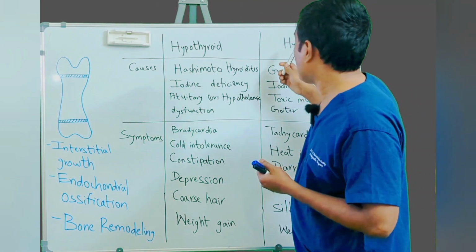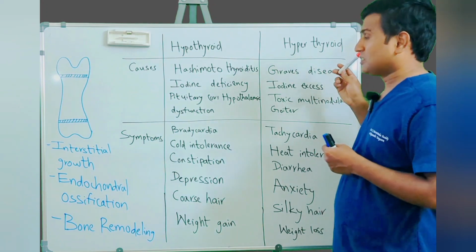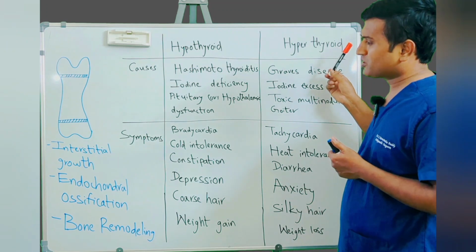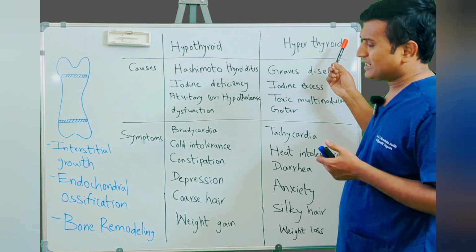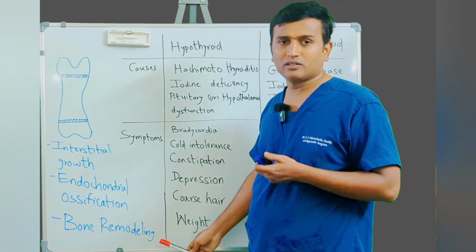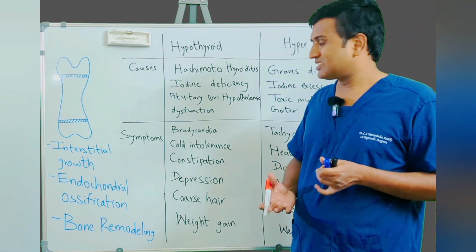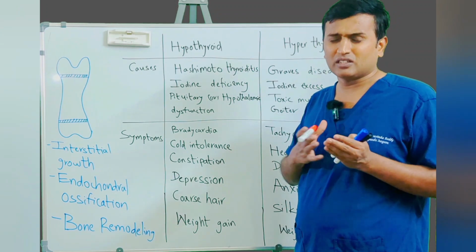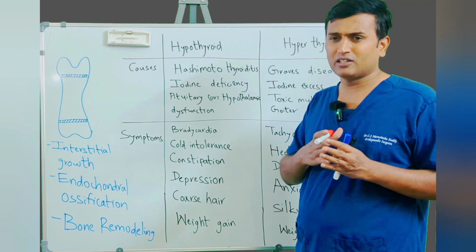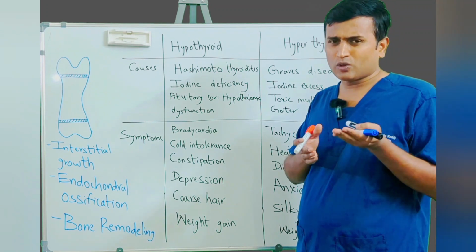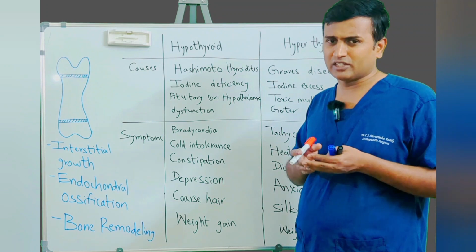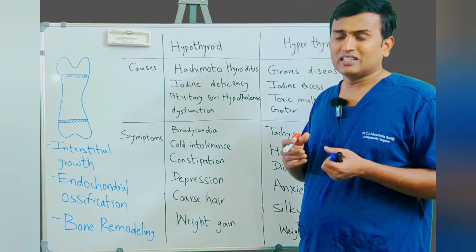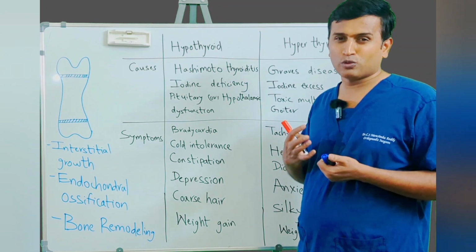Now we will see the condition in hyperthyroidism. So in hyperthyroid condition, what will happen? We have a direct effect on bone remodeling. It increases the bone remodeling. Suppose in an adult, bone remodeling should happen as a normal process, that is osteoclast followed by osteoblastic activity. Now when it keeps on increasing this remodeling, then it can lead to osteoporosis.